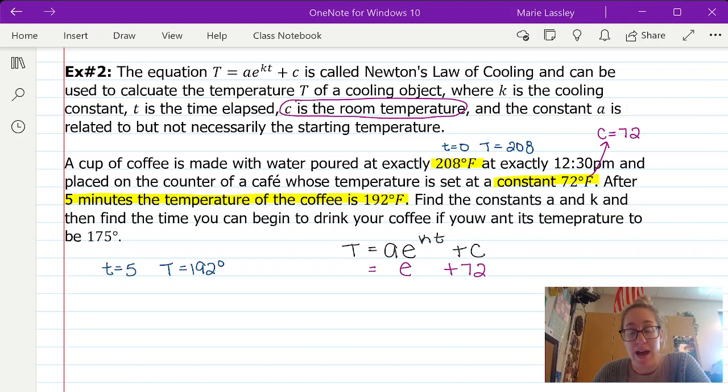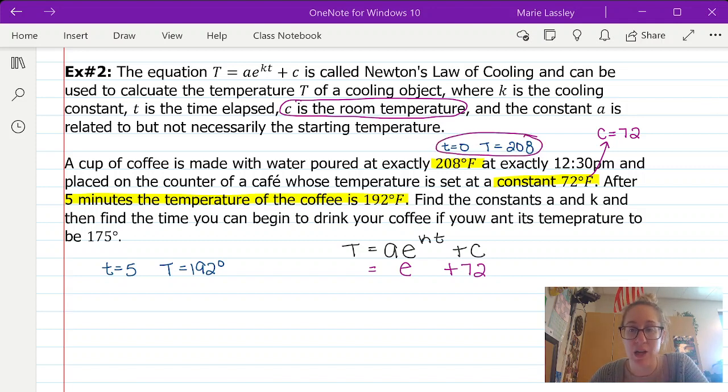Now, we know we're going to have to solve for both A and K to make our general equation, because T, big T, little t are our variables for our problem. Those are the things that are going to change. Those are like our x's and our y's. Now, let's see if we can find A first. The reason we want to find A first is because we have enough information to know what A is from the beginning.